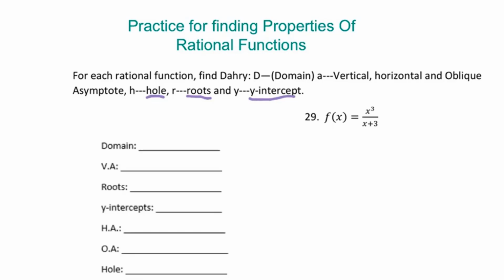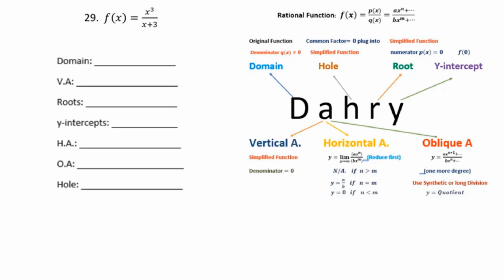For number 29, f of x equals x to the third power over x plus 3. We will work this out by using this DAHRY. For domain, in an original function the denominator is not equal to 0. Therefore, we set up x plus 3 not equal to 0, x not equal to negative 3. We will write down x not equal to negative 3.